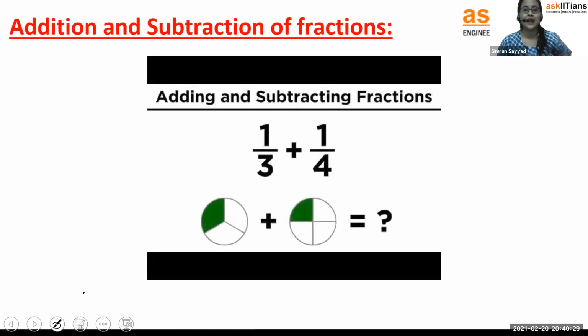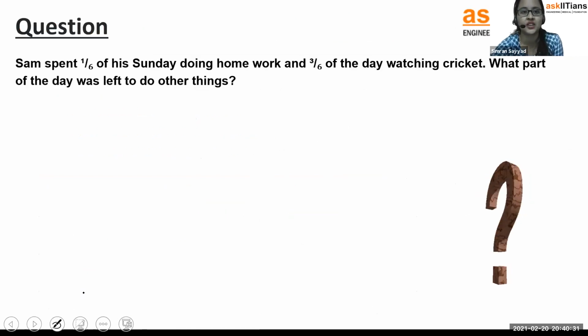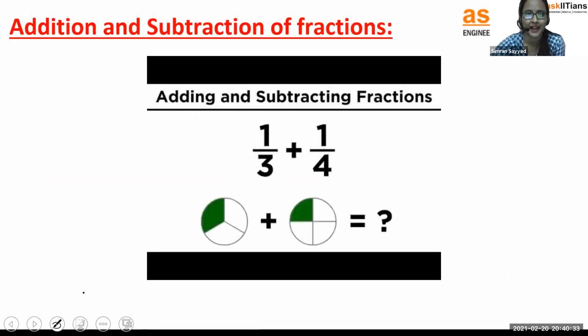Now let's start with the addition and subtraction of fractions. So how can you do addition and subtraction of fractions?